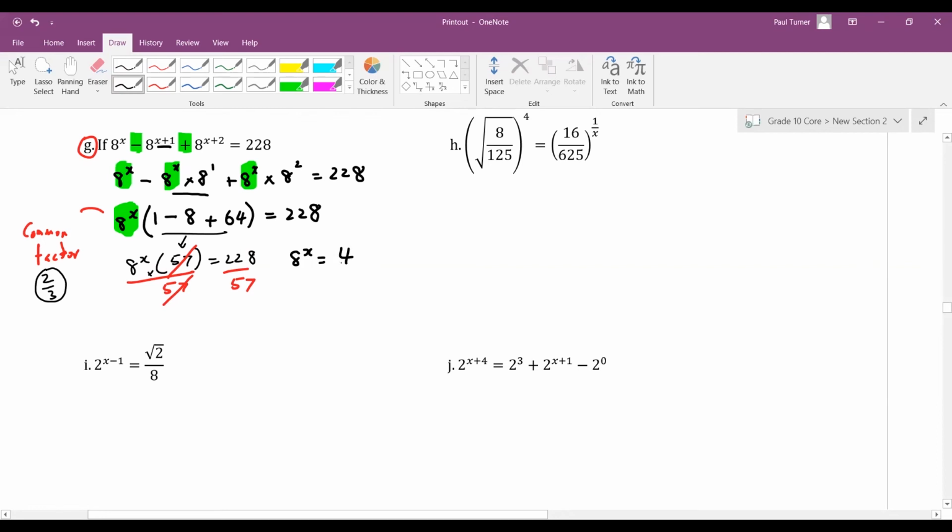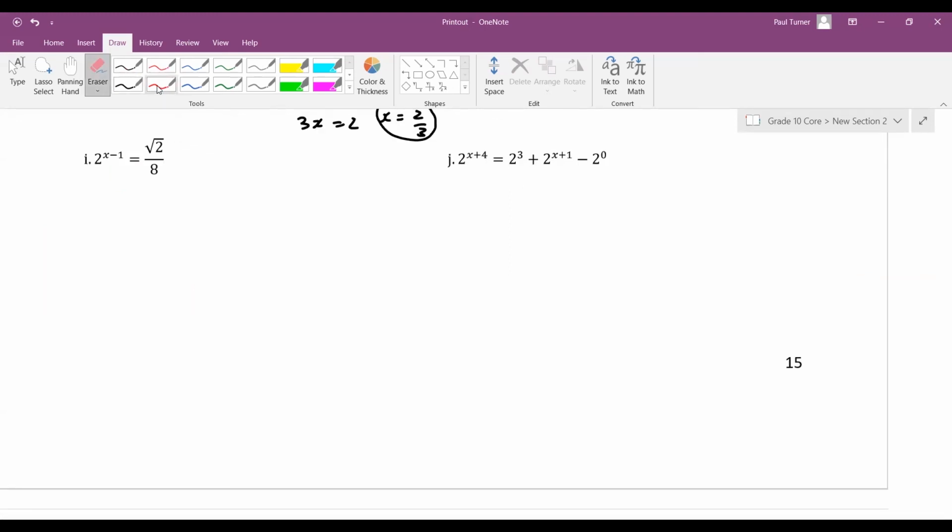So it looks like we should change this to base 2. So 2 cubed x equals 2 squared. So now you've got 3x equals 2. So x is 2/3. That's right, correct. X is 2/3 for that one.